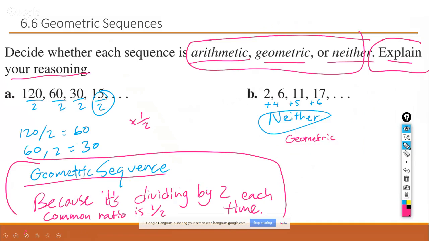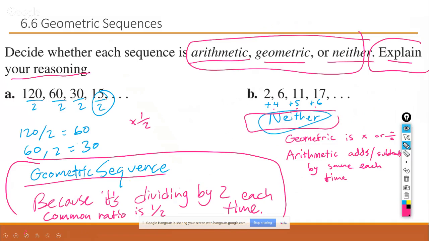Geometric is multiplication or division. And arithmetic adds or subtracts by the same number each time. So even though we're adding, it's going up 4, 5, 6. They're not the same. So it's not arithmetic and it's not geometric. So this one is neither. And that's pretty much it.